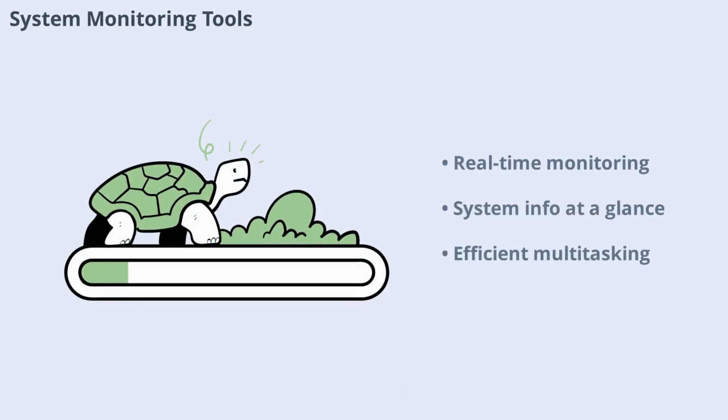Ghostty pairs perfectly with system monitoring tools like FastFetch and btop. FastFetch displays system information such as CPU, memory, and OS version, while btop provides real-time monitoring of CPU, memory, and processes. With Ghostty's split-screen feature, you can keep an eye on your system resources while coding, all in one window. This setup is ideal for developers who want to stay informed and efficient.